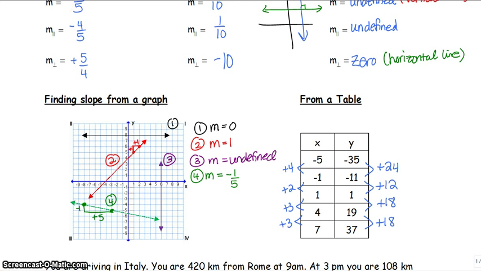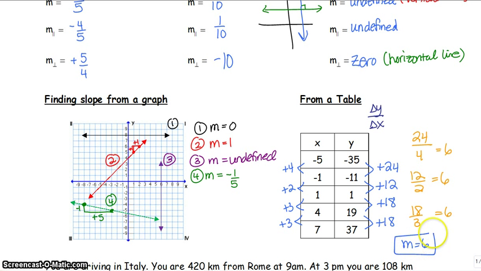So this is going back to the very beginning. We said change in y over change in x. These are my numbers that are our change in y, so this is going to go first on top. So we've got 24 over 4. That gives me 6. Now we want to check all of our points if they're different. So we've got 12 over 2, which is 6. And we've got 18 over 3, which is 6. They all were consistent, so in this case our slope is 6.